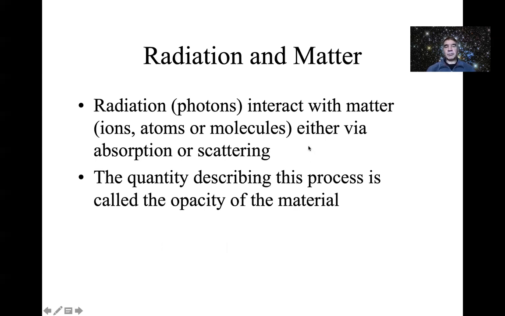As I said, radiation, which sometimes it's better to think of as an electromagnetic wave, other times it's better to think of as a photon, a particle, will interact with matter, by which we usually mean, in an astrophysical context, gaseous atoms, ions, or molecules. It can do that either through absorption or scattering, which we will differentiate in a moment. And I'm going to introduce a physical property of matter called the opacity of the material.